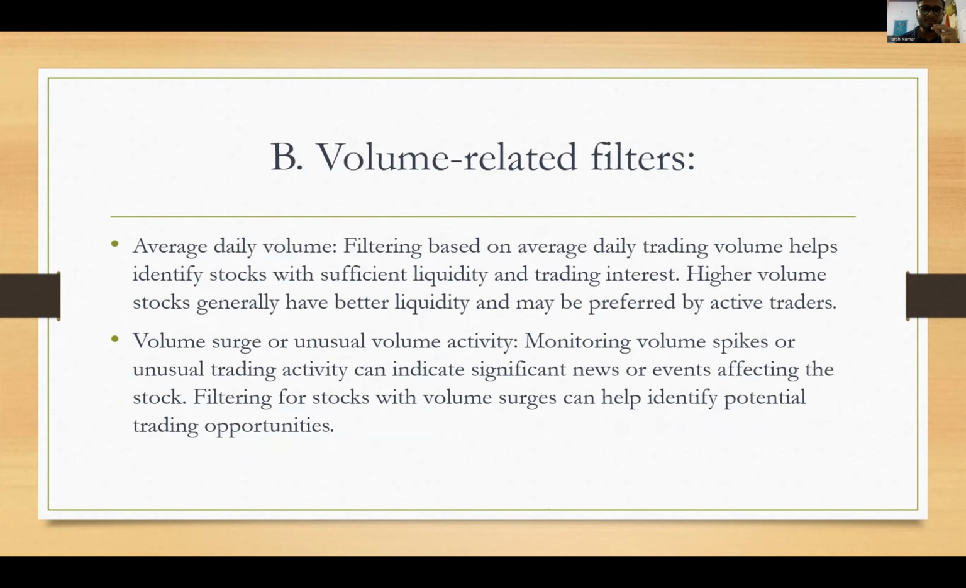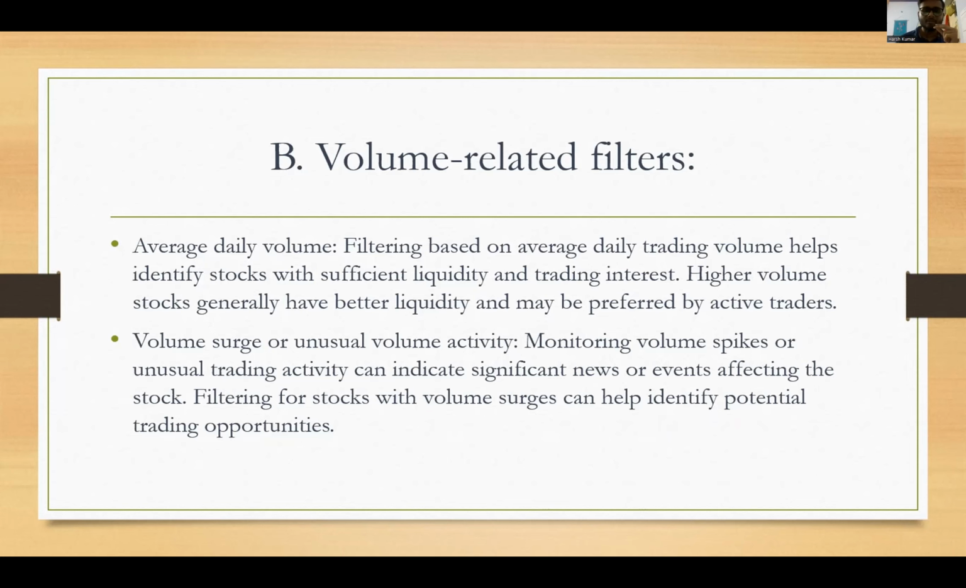There are other volume related filters. Average daily volume: for example, if a stock is rarely bought or sold, then we can't treat it as very volatile. If we buy a stock and it goes up, but nobody's there to buy our stock, then it's not a volatile one. So the average daily volume is the term that tells us about it. And the volume surge or unusual volume activity monitors unusual deviations in the current trend that can provide us potential trading opportunities.